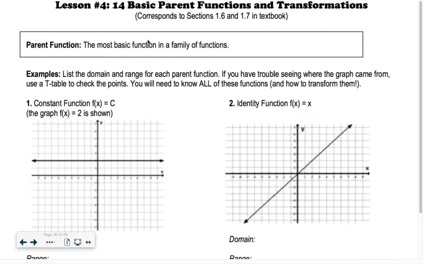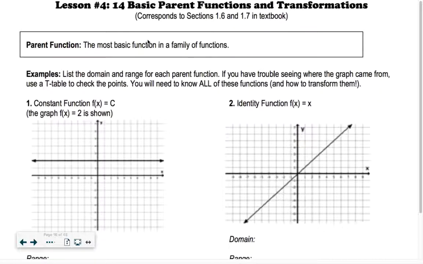So f of x is equal to some number, c. Okay, so if f of x was equal to 2, like the picture, it would just be a horizontal line. That's the same as y equals 2. That's what a constant function looks like. So a constant function like y equals 5 would just be a horizontal line with a y-intercept of 5.